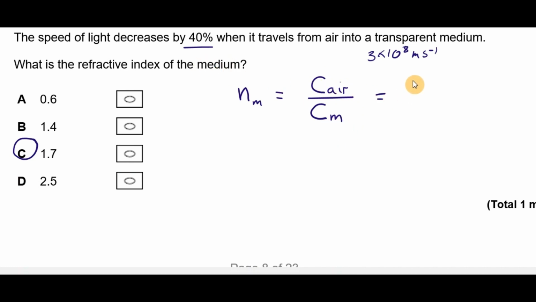If I say the speed of light in air is 100%, and we're told the speed of light decreases by 40% when it enters the medium. In other words, the speed of light in the medium will be 60% of what it was originally. If I put those numbers into my calculator, I discover that the refractive index is 1.67, or rounding to 1.7. Answer C.